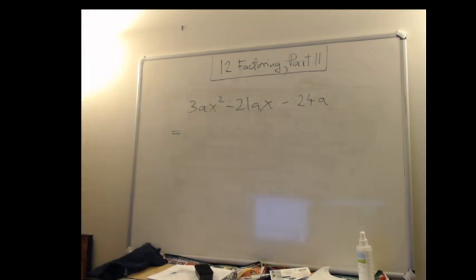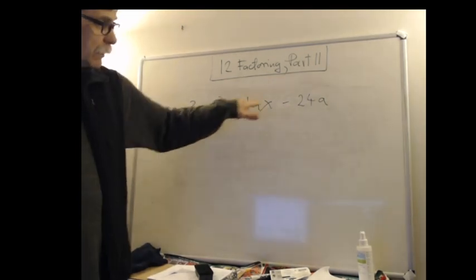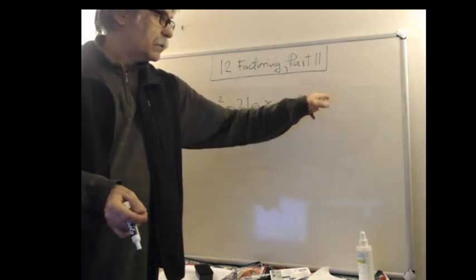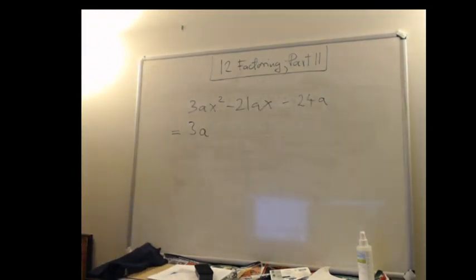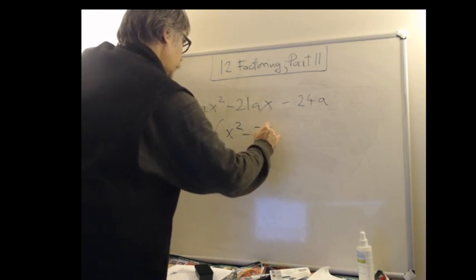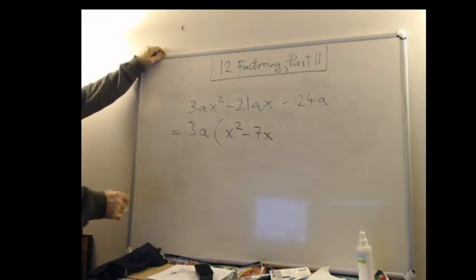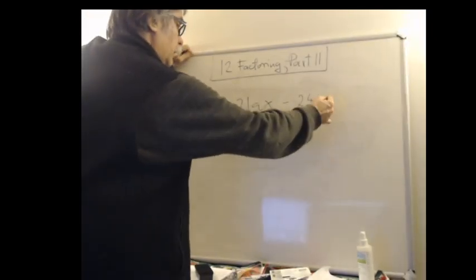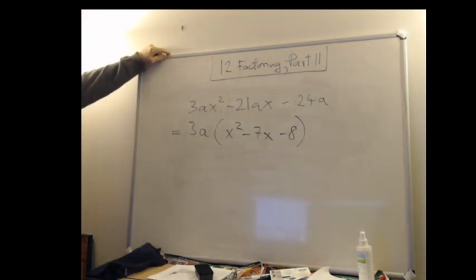Okay, for one thing you have a common factor. You can see all three of them have an a. All three of them also have a 3. 3 is here, 3 times 7, 3 times 8. And not all three of them have an x. This one doesn't. So the greatest common factor is 3a. There's nothing else left. So what you have left is an x squared minus 7x, because I took 3 and I took a. I took 3, so it's going to be 8, and I took a, so this is what is left.